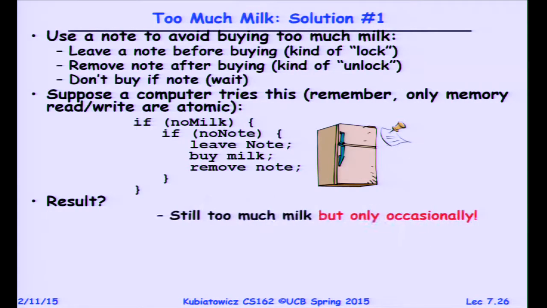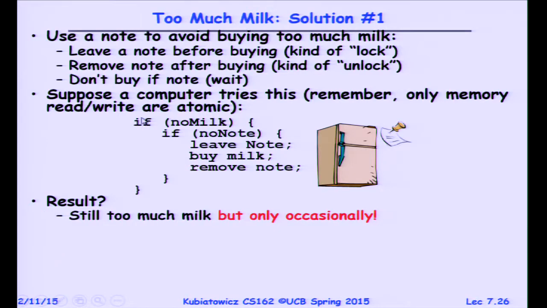Yep. Why? Because both threads, and remember we're talking about computers which are not quite as clever as your roommate, both say if no milk, both say if no note, and they get to this part of the code and they both leave a note, go off, buy milk, and remove the note. There's nothing to prevent one thread from getting into that part of the code while the other is there. So even though we intended leave note, buy milk, remove note to be a critical section, it isn't.